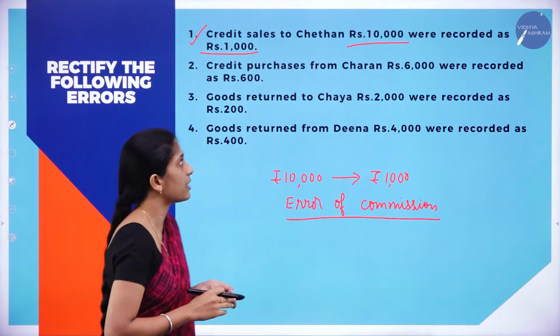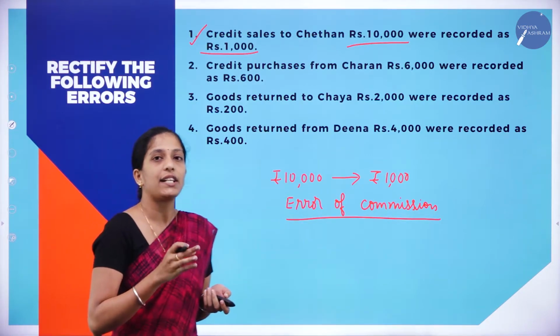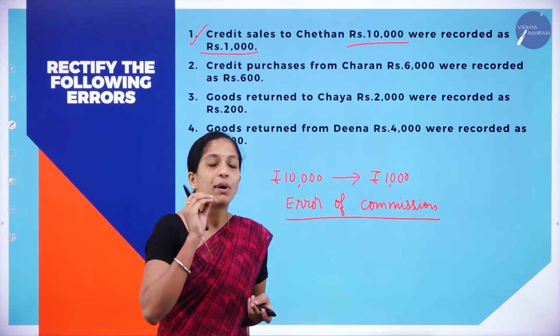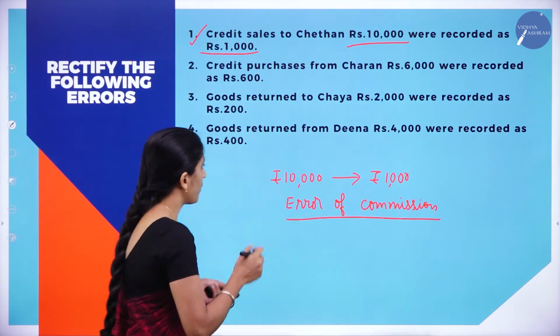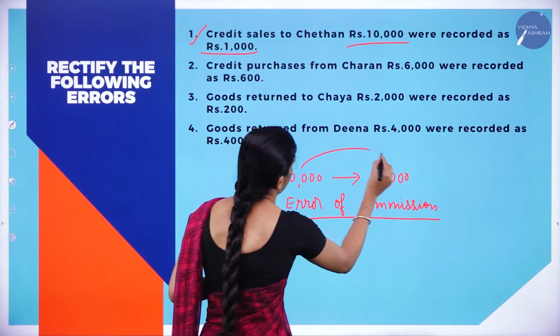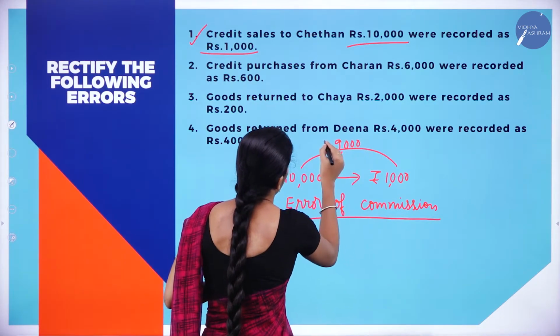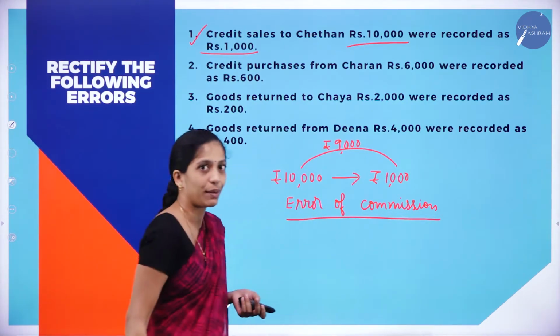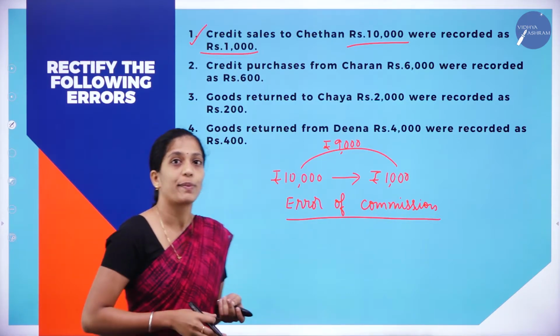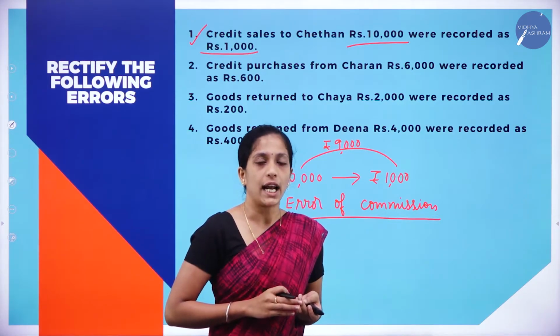Now, how to rectify this error? Your journal entry will be the proper journal entry, but the amount will be the difference amount. Here, what is the difference amount? 10,000 minus 1,000, so you'll get 9,000. So the difference amount, rupees 9,000, has to be recorded in your rectifying entries.